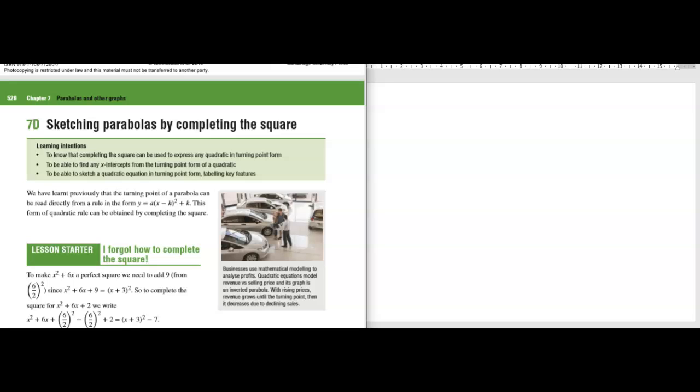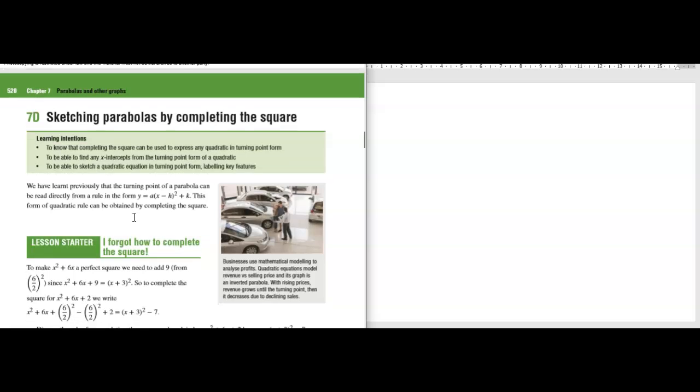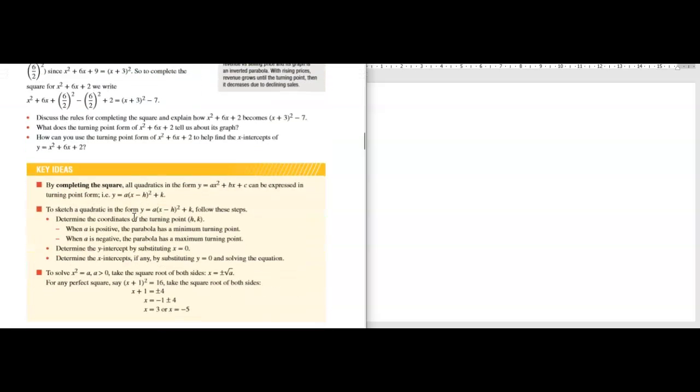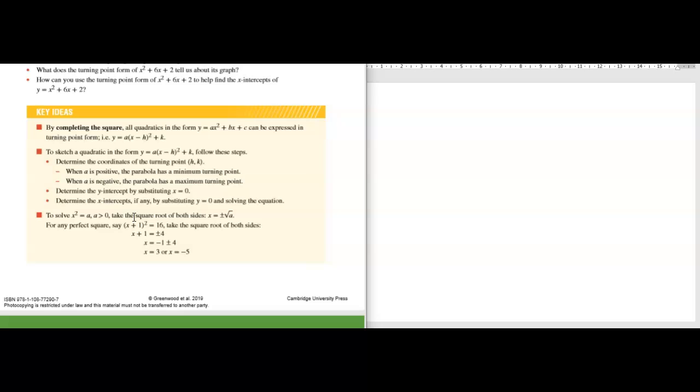Hey ladies, in this video we're going to go through 7D, which is sketching parabolas by completing the square. So we're going to do the key ideas. Make sure that all your key ideas go into your bound reference.